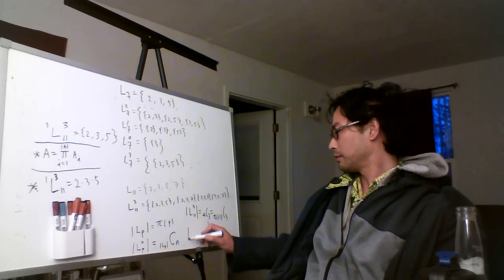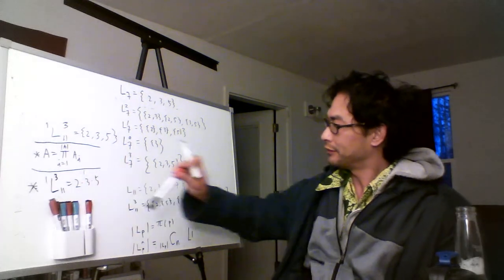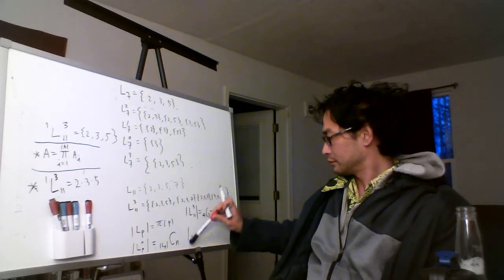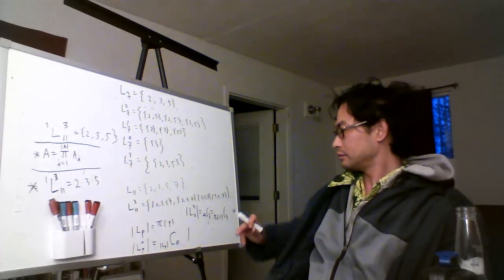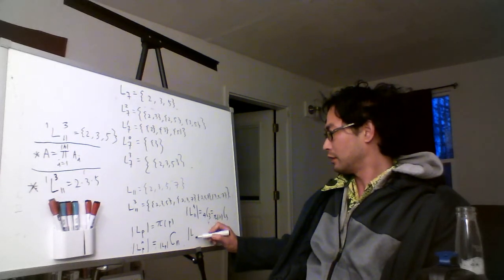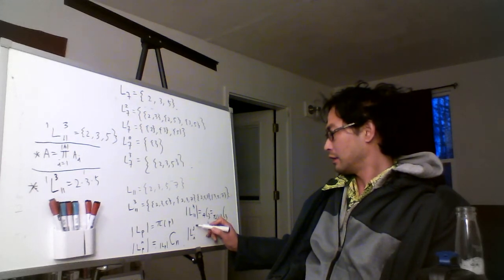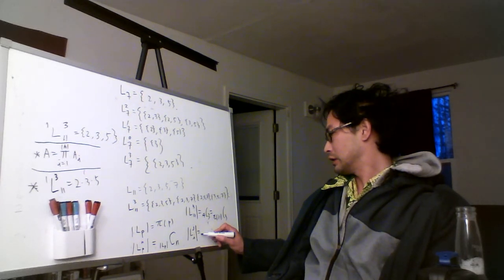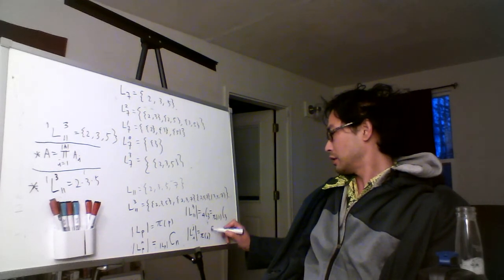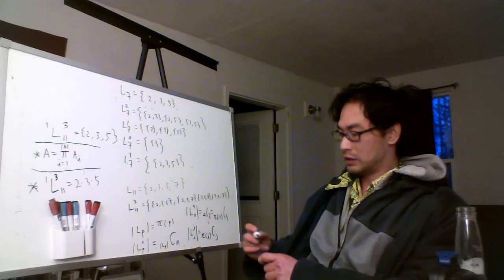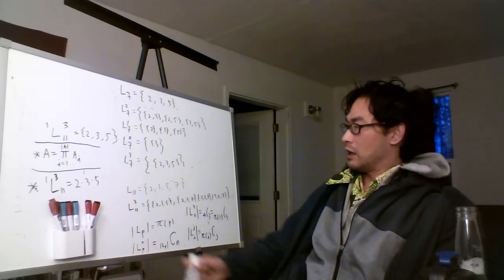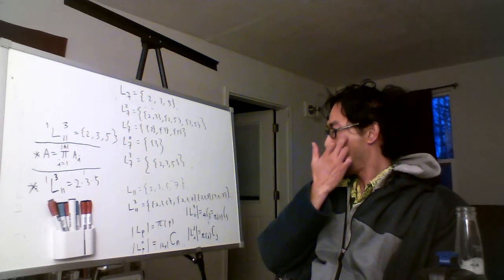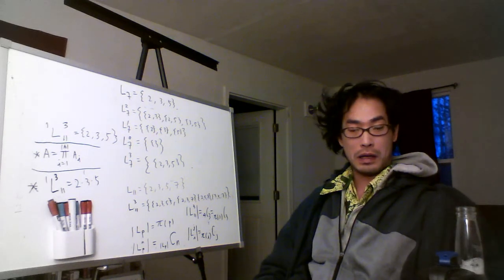In general, the absolute value of L I J is equal to pi of I C J.